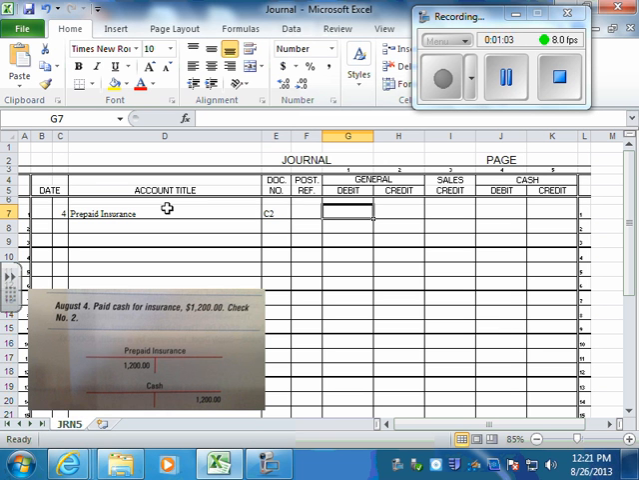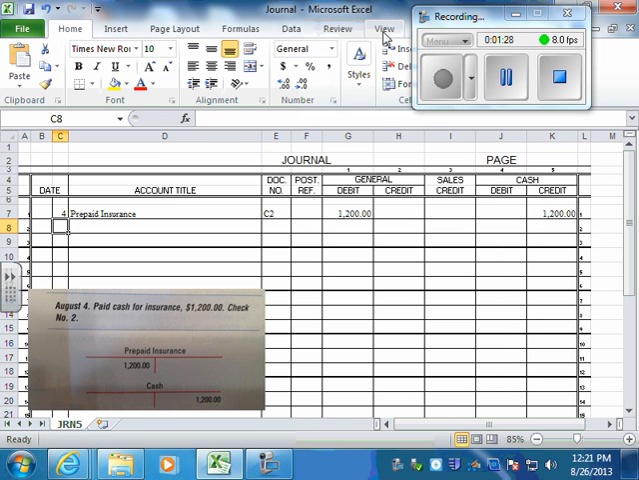Now the account name in the account title column is prepaid insurance, so whatever happens to prepaid insurance is what we're going to put in the general amount columns. Our prepaid insurance is going to go up with a $1,200 debit, and cash is going to go down with a $1,200 credit.